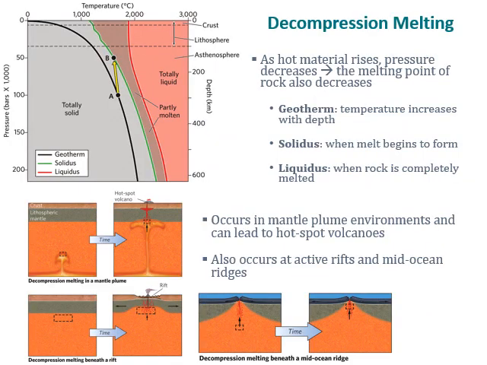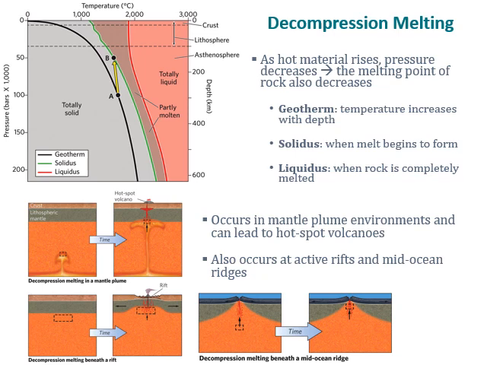Decompression melting occurs as hot material rises beneath Earth's surface, and as a result, its pressure decreases because there's less weight on top of it. So as the pressure decreases, the melting point of the rock also decreases. And this is a result of what we call the geotherm, where temperature increases with depth within Earth, and the solidus, which is a curved line on a graph of temperature and pressure, where a melt begins to form from a solid rock.